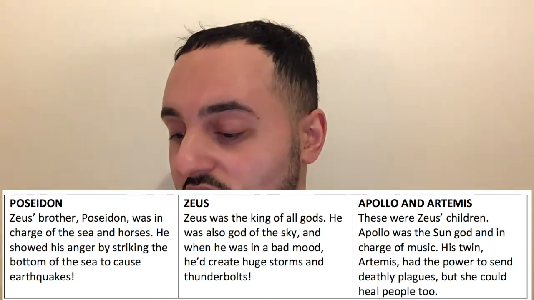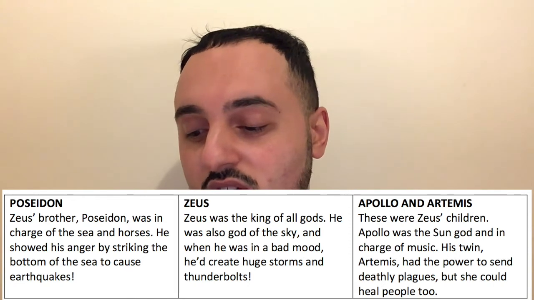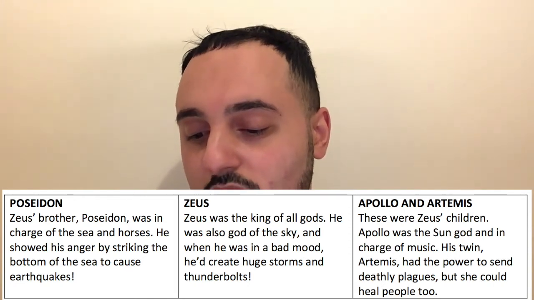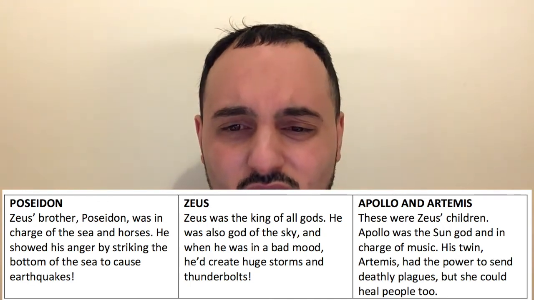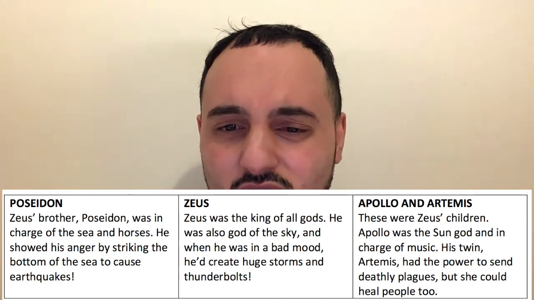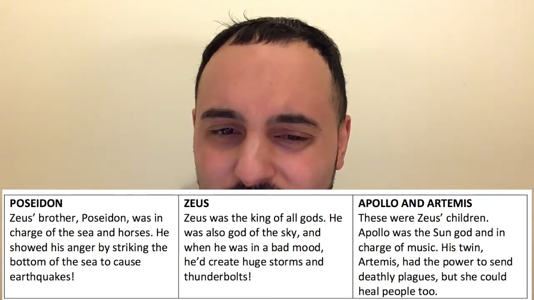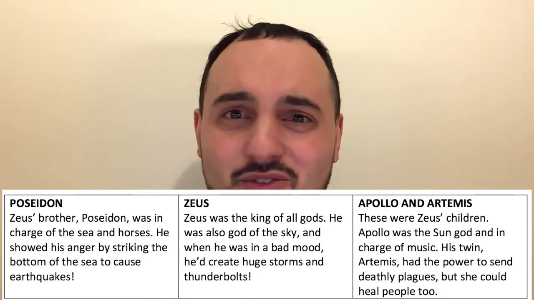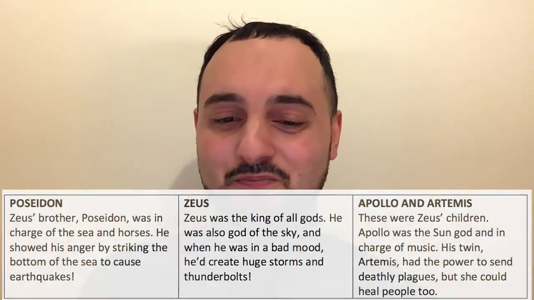So which god do you think the Greeks would have been most in fear of? Here's what I wrote. I said I think Zeus is the most scary god because he can cause earthquakes and can hurt people. Sorry, can he cause earthquakes? Wasn't it thunder? I've written that wrong in mine. Sorry. It's thunderstorms, isn't it? Because he could cause thunderstorms.